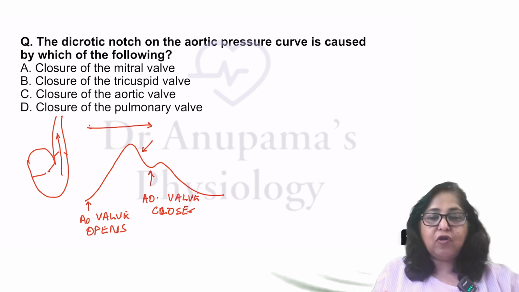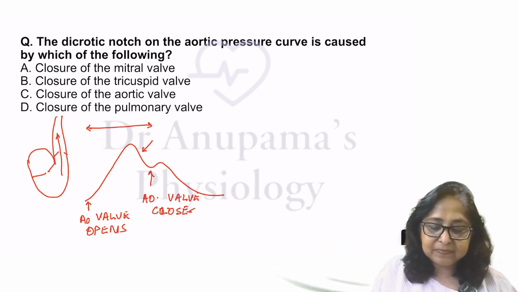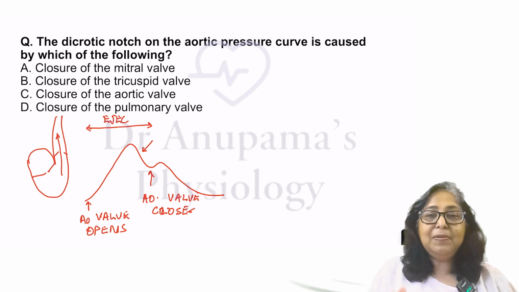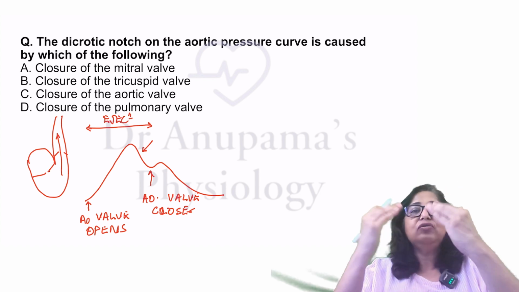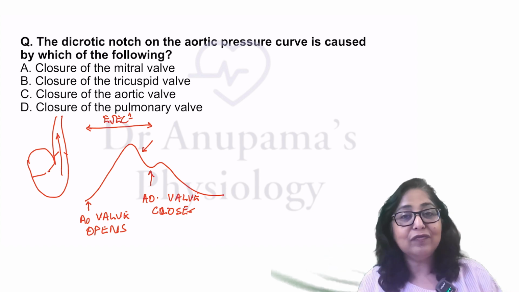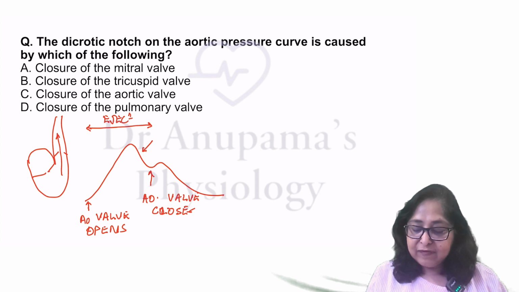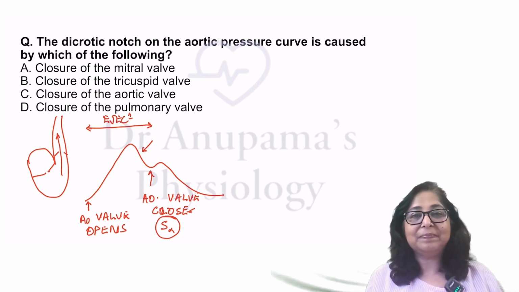Ejection phase is from the opening of the aortic valve to the closure of the aortic valve. Blood is getting ejected from the ventricle into the aorta. There is a rapid and a slow ejection phase. At the end of the slow ejection phase, there is closure of the aortic valve. Closure of the aortic valve produces the second heart sound.